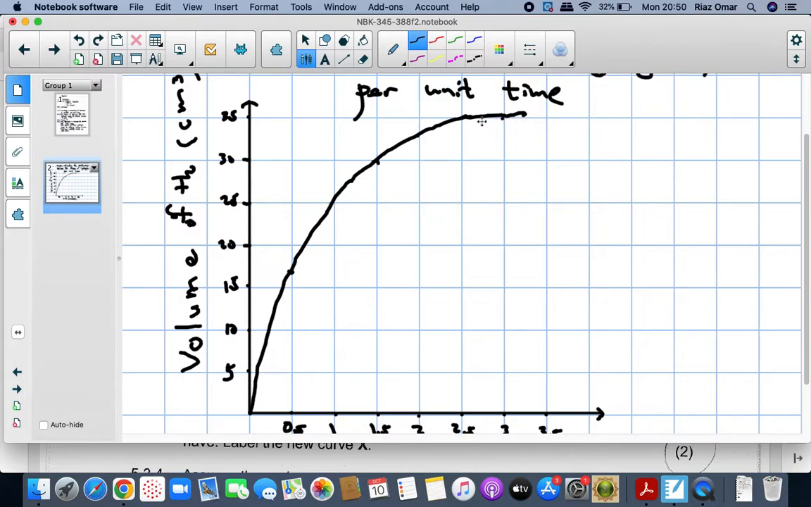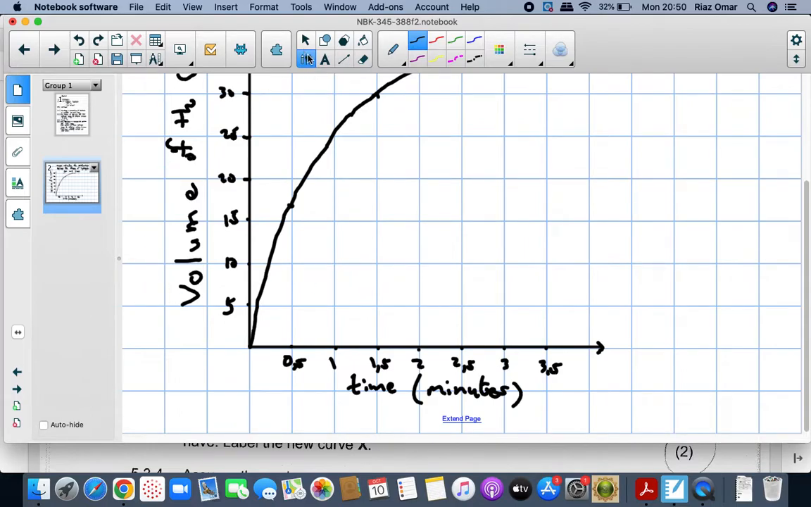Okay, it will be a straight line, ish. So that will be a straight line, right? So the reaction reaches completion. All the gas has been released. Okay, that was the first part of the sum.